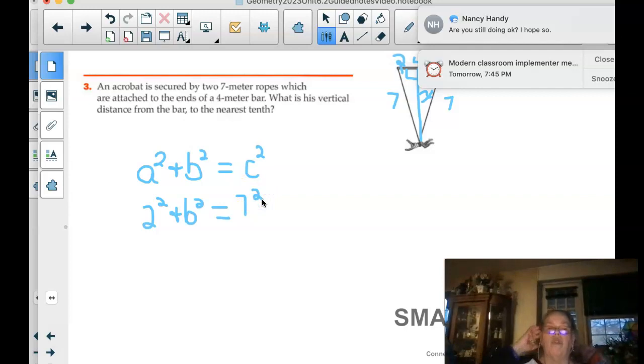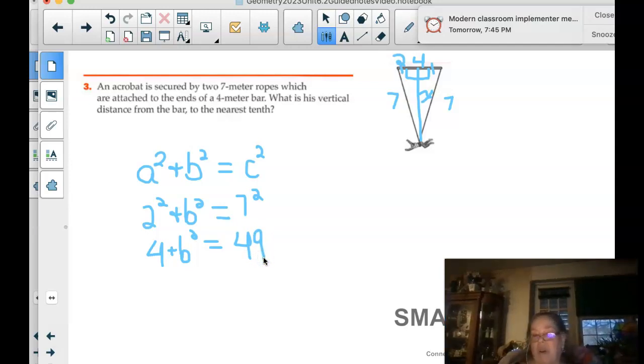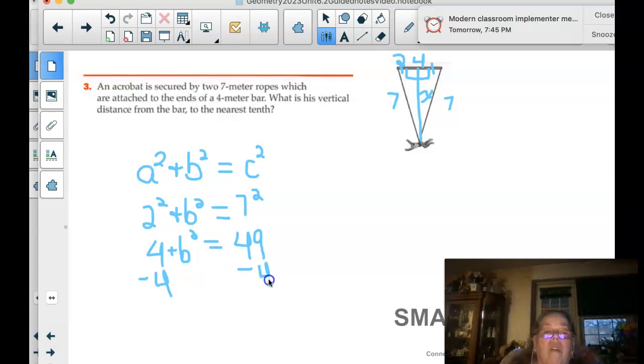Okay? 2 squared, we all agree, is 4. We don't know what b squared is yet. Plus b squared equals 7 times 7. I know a bunch of you know this. 49. Now, I want to get the b squared by itself, and then I want to get the square root of it. So I am going to subtract 4 from both sides. So I get b squared equal 45.